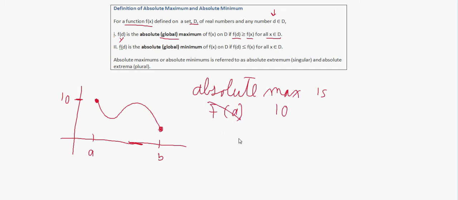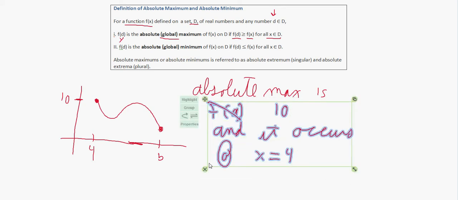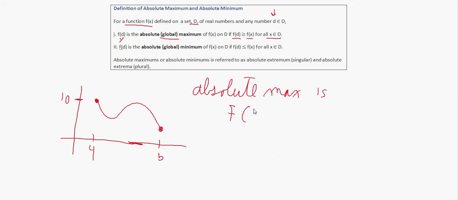And it occurs at x equals a. And again, a can be any number, so let's change it, say a is 4. Well, it is at x equals 4. Cool. And a concise way of saying that is, the absolute max is f of 4 equals 10. That tells you where the max is and what the max is.